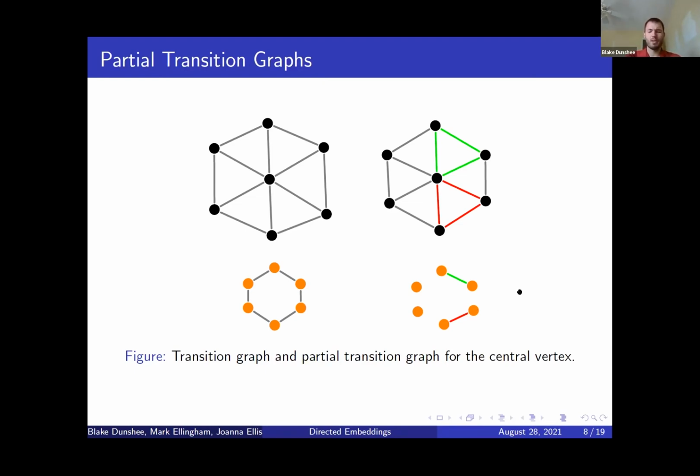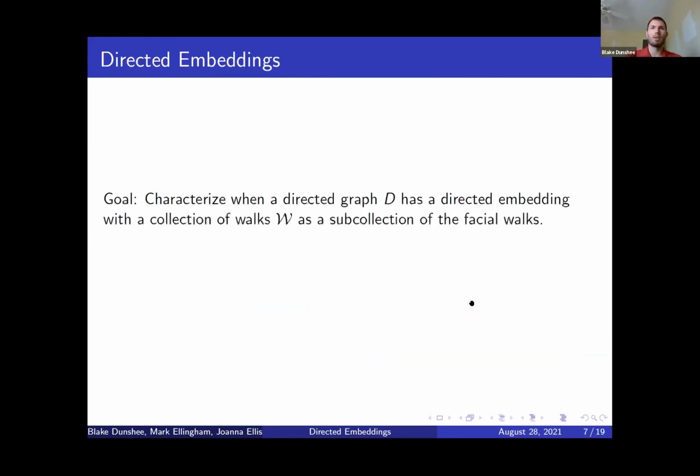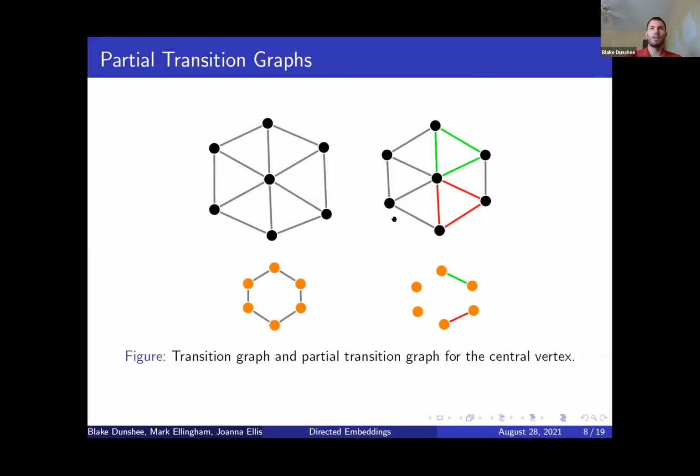So how we're going to think of building up an embedding out of a partially predetermined embedding is building up these transition graphs. So in this case, we would want to see if we can find an embedding where we start by determining that these two walks are going to be facial walks and see if we can extend that to a full embedding. In this case, of course, we can.